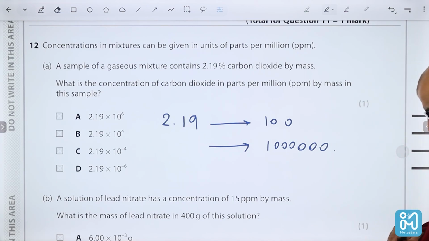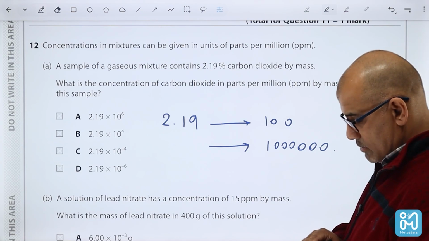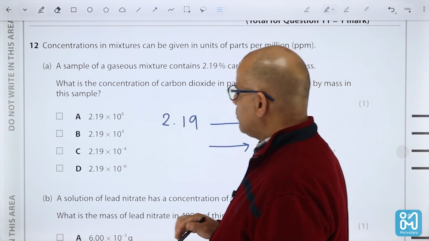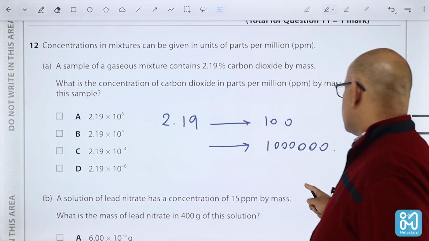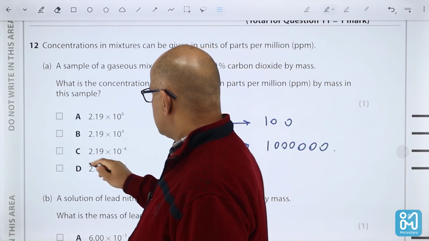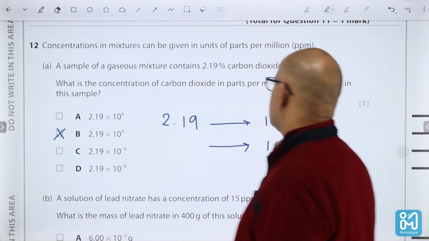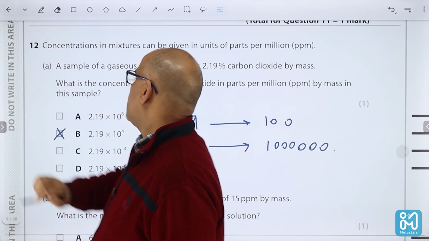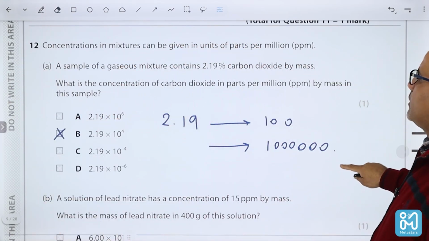So it will be 2.19 times 1,000,000 over 100. So this equals 2.19 times 10 to the power 4. Yeah, that's it.